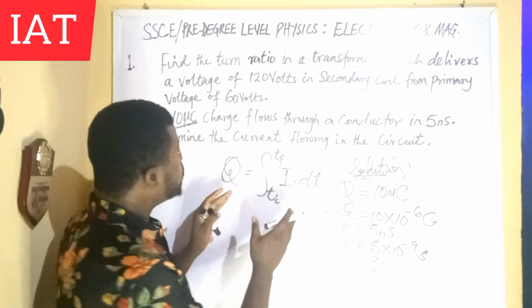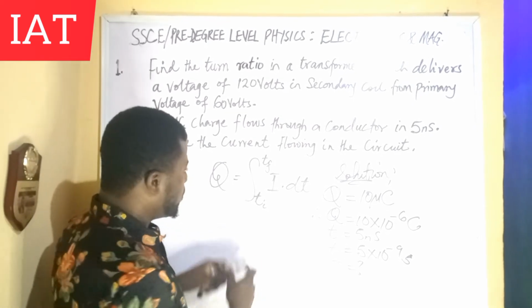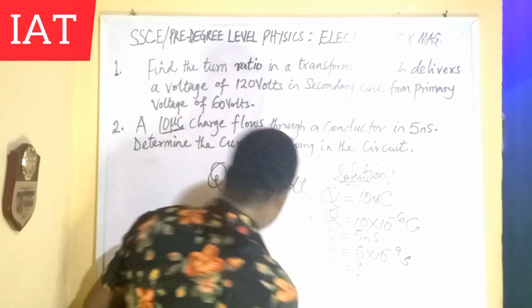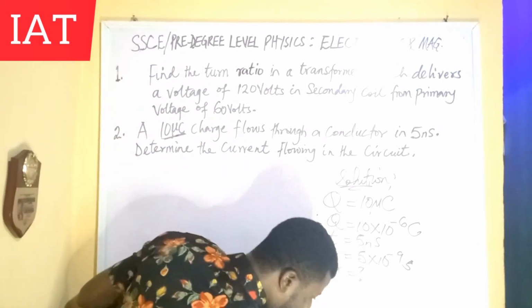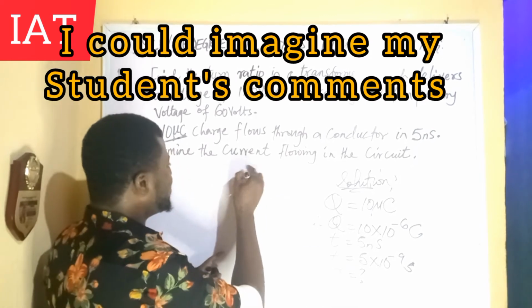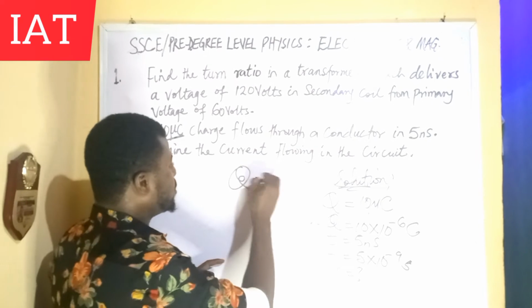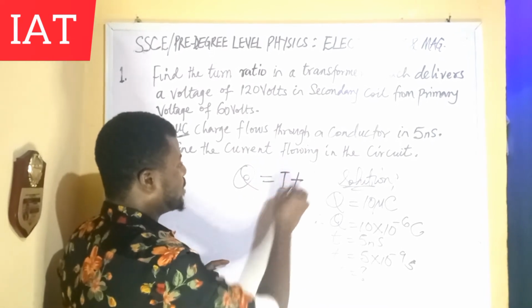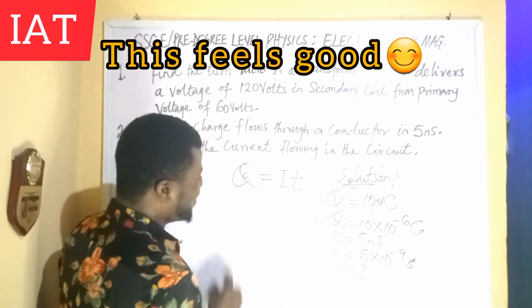Oh, I'm dealing with A-level students, so I will avoid using this. Let me not use this. Let me go with the simple expression that will best fit this. There's a relationship between current, time, and charge, which is Q equal to IT. I think most of you are familiar with this. So let's work with this, all right?